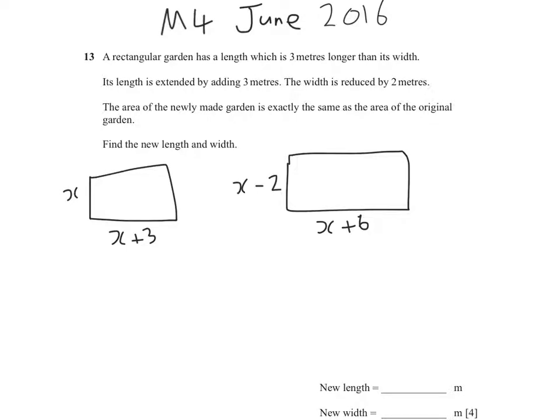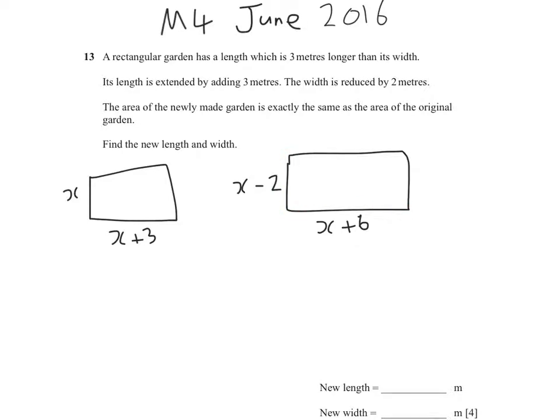Okay, so a rectangular garden has a length which is 3 meters longer than its width. It's called the width x, so the length is x plus 3. Its length is extended by 3 meters, so add 3 onto that, x plus 6. The width is reduced by 2 meters, the width is x, take 2 off, x minus 2. The area of the newly made garden is exactly the same as the area of the original garden. Find the length, then find the new length and width. So we want to know what these two numbers will be.